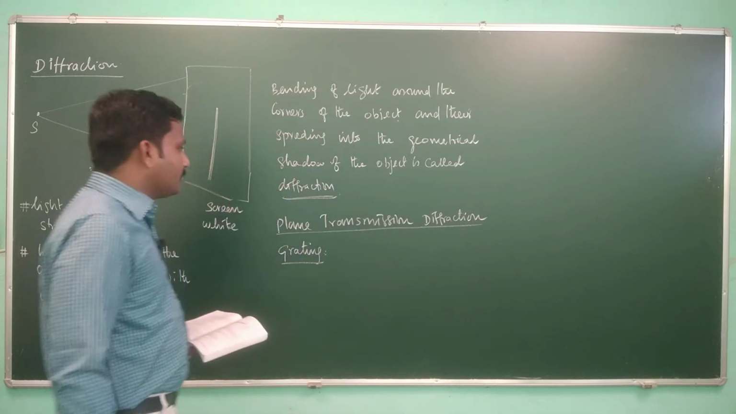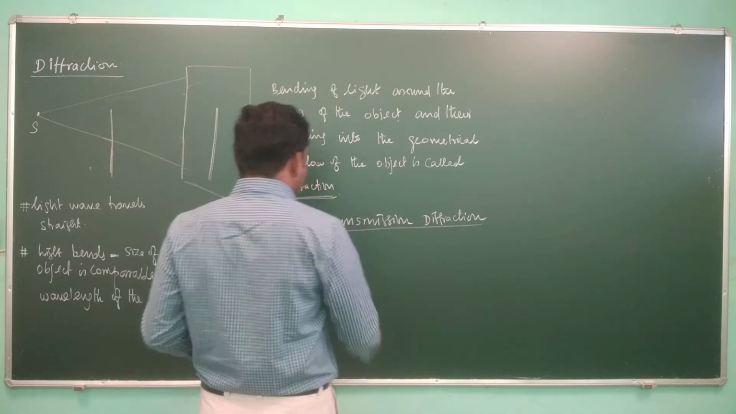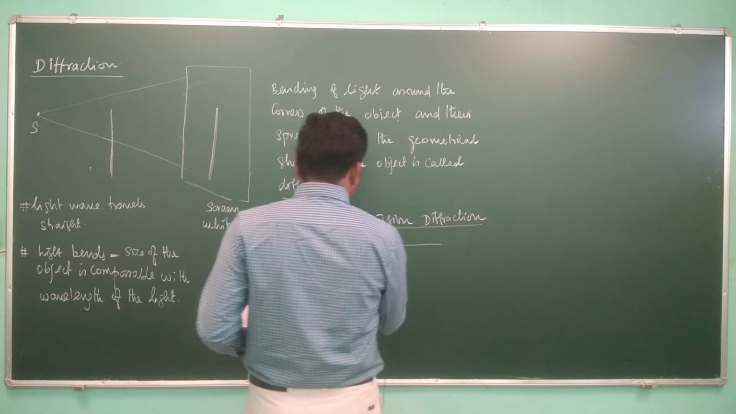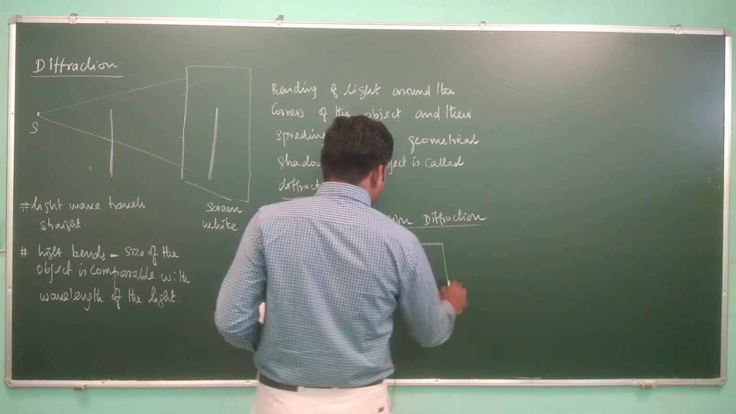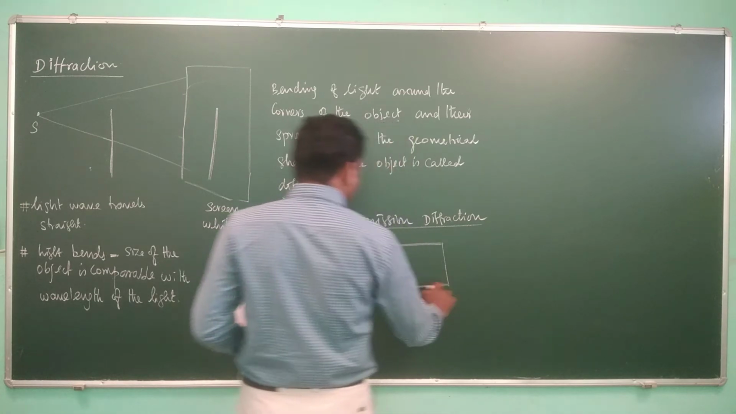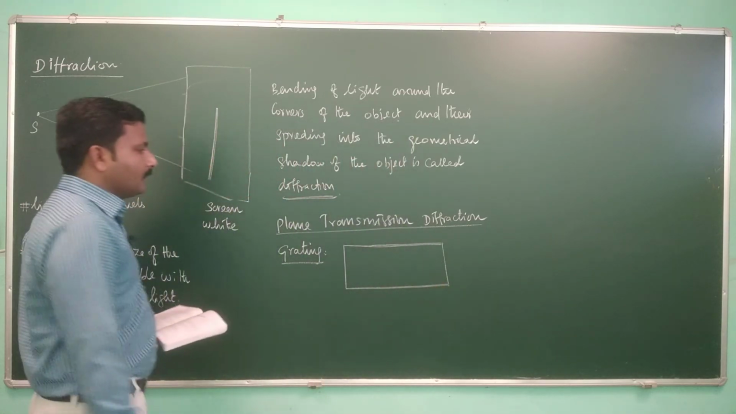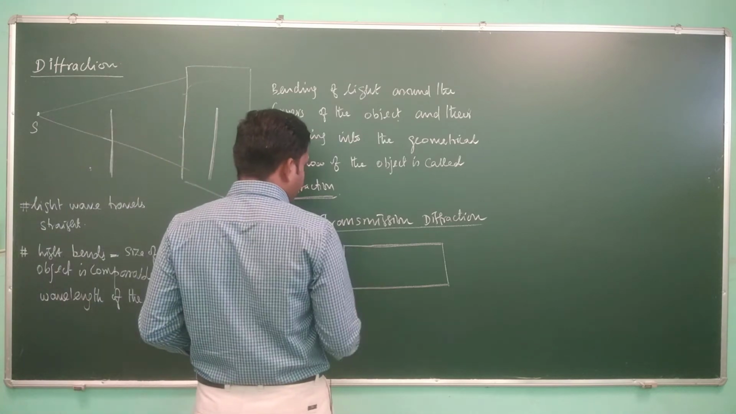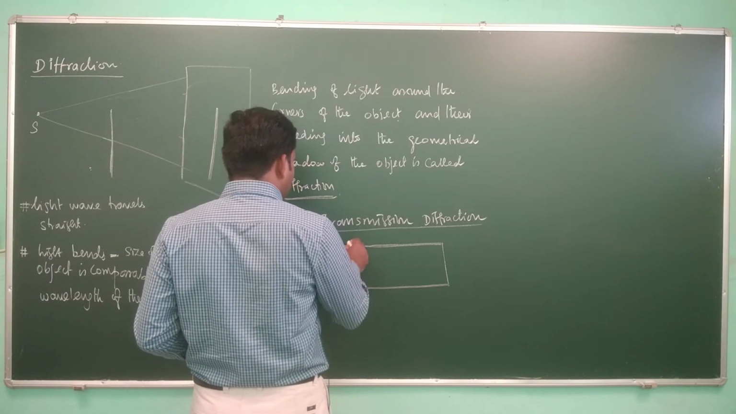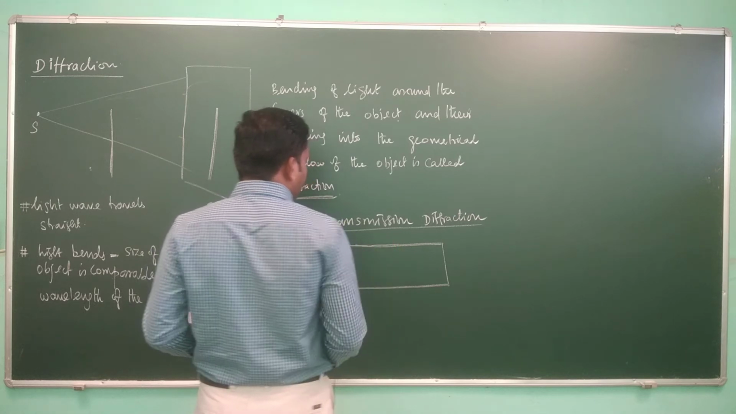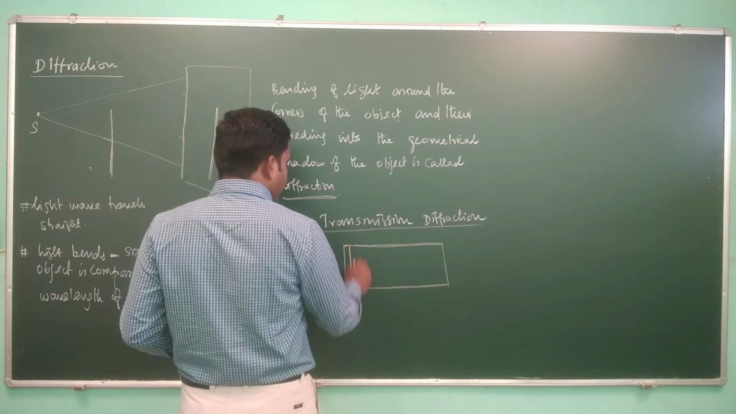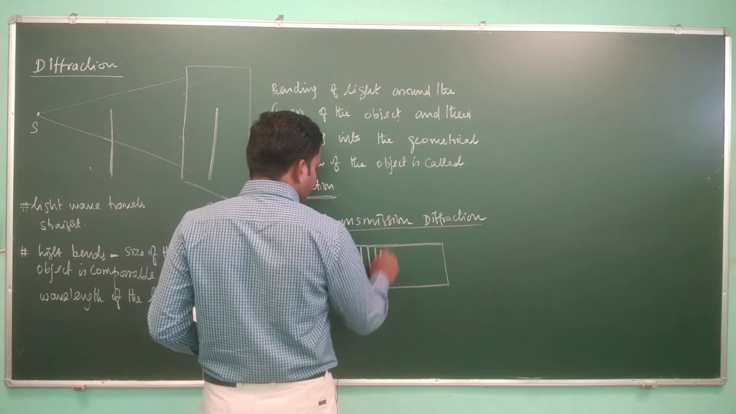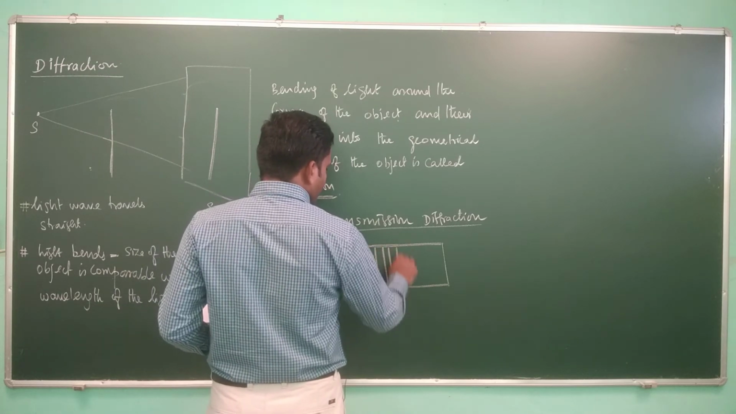By stating this, you may not get my point. Instead, let me draw a diagram. A grating will look like a rectangular piece of material, a piece of sheet, right? A thick sheet, like a glass plate. Now we have, okay, assume this.